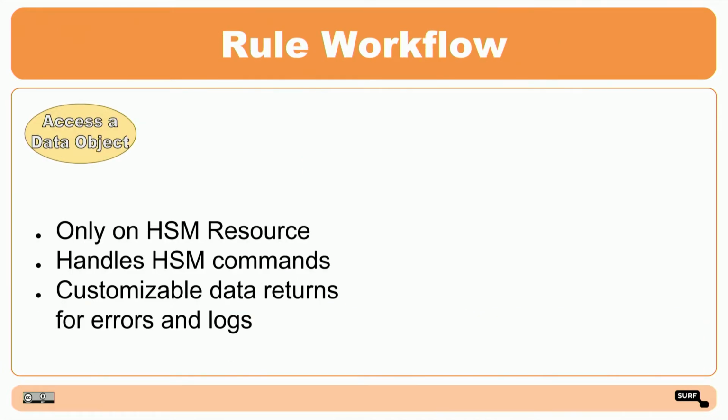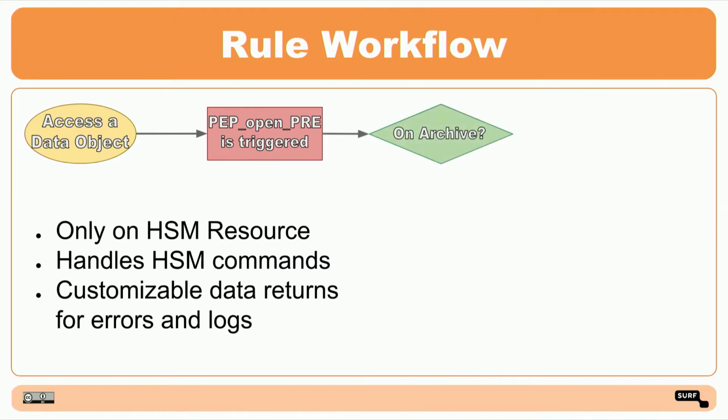The rule workflow is as simple as this. If a user accesses a data object, any data object, it's going to go through the rule engine. We have a PEP looking for a pre-action on open, so copy, write, and read. And then the PEP says, is it on the archive? If it is not, continue through the rule engine, whatever workflow policies you may have.